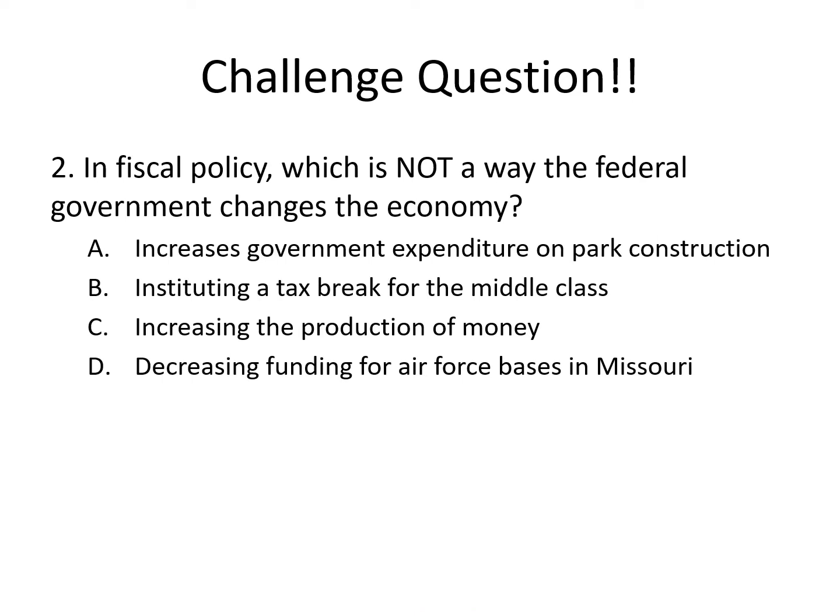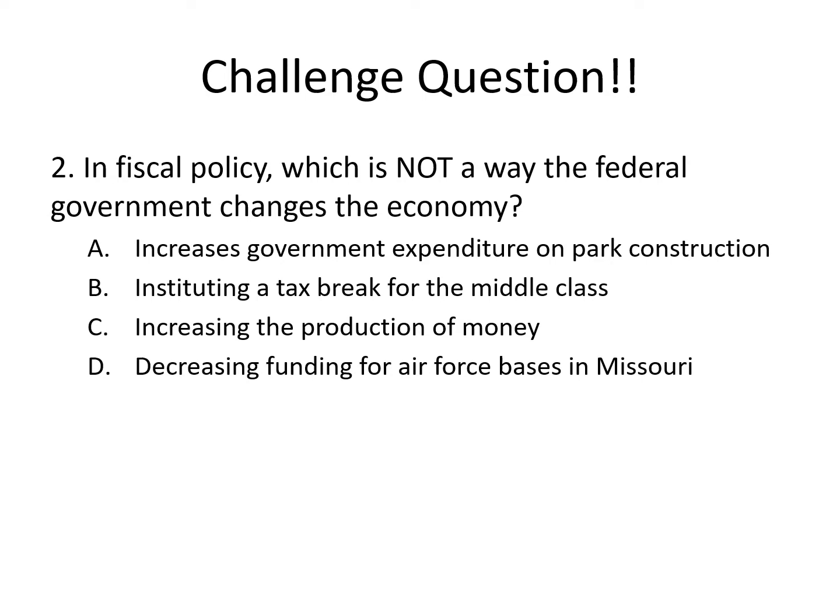Number two, in fiscal policy, which is not a way the federal government changes the economy? Let's go through them. Increase government expenditure on park construction. Well, yeah, it's government spending, so that's one. Instituting a tax break for the middle class, so the middle class pays less taxes. Yeah, that's one too. So government spending and taxes.